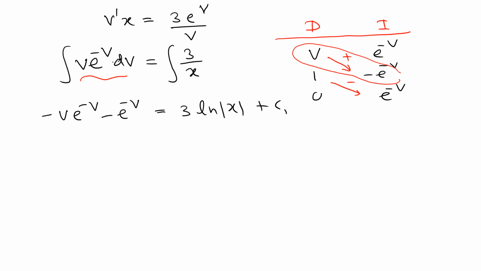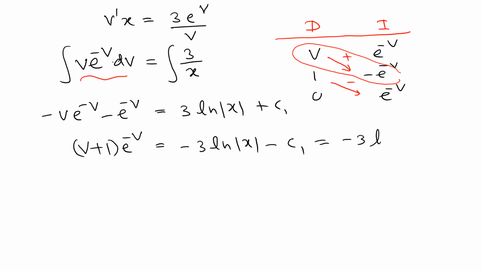And then you can isolate, you can factor v plus 1 and e to the minus v, and then also you can multiply by the negative sign. So it's got negative 3 ln x, and then you also get negative c1. So you can call all this, negative 3 ln x, just plus c. It doesn't matter, it's just a constant term.